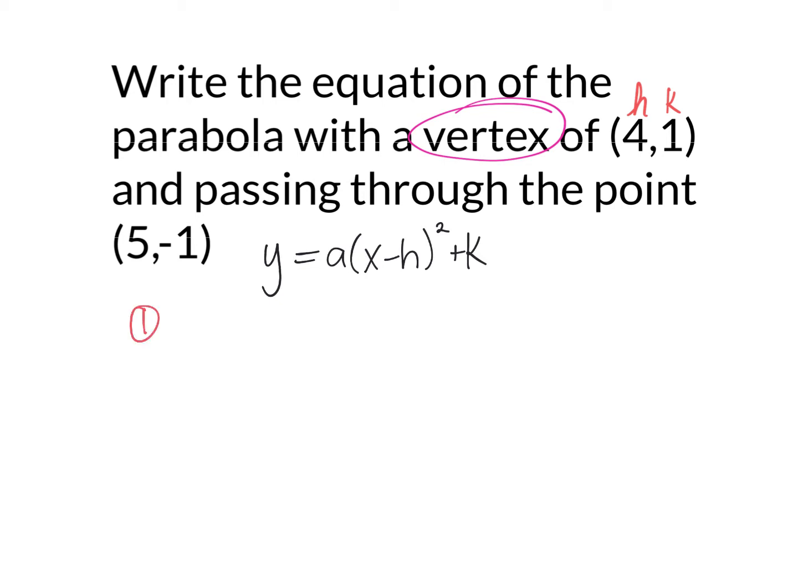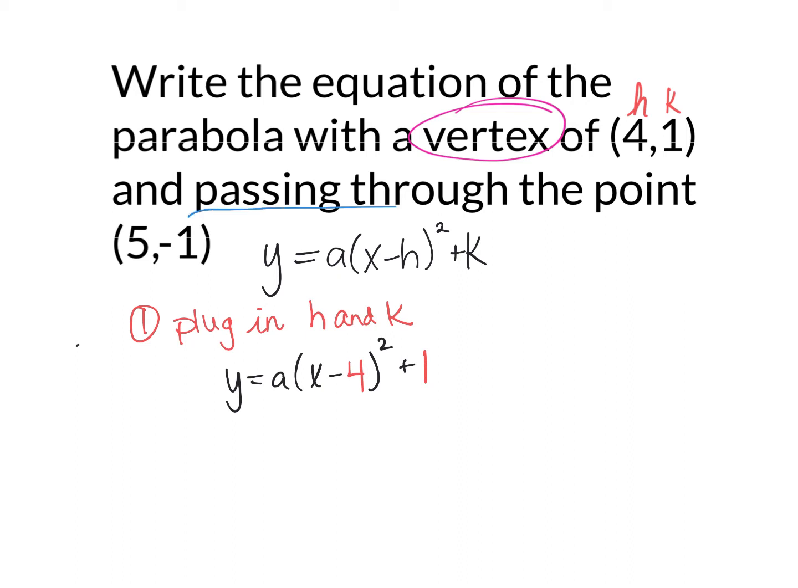So step 1 is to plug in h and k. So y = a(x - 4)² + 1. Now when it says it passes through the point, this is giving me x, y. I plug those in and solve. So -1 = a(5 - 4)² + 1.